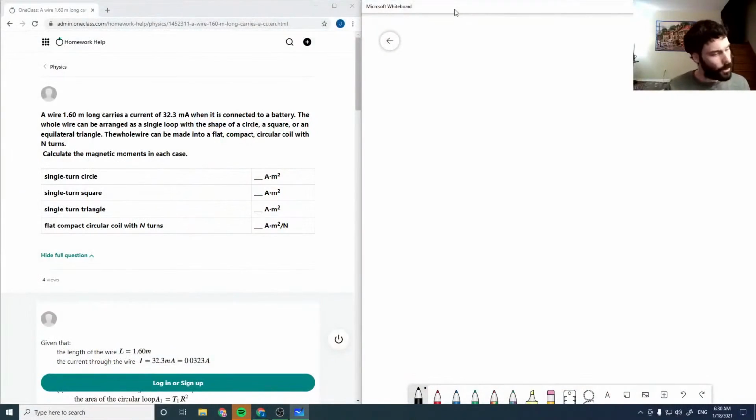So here's our first one. I'll just read it off. We have a wire that's 1.60 meters in length, and it carries a current of 32.3 milliamps. The whole wire can be arranged as a single loop in a circle shape, a square shape, or an equilateral triangle. And we can make the whole thing into a compact coil with N turns. We're asked to calculate the magnetic moments in each case.